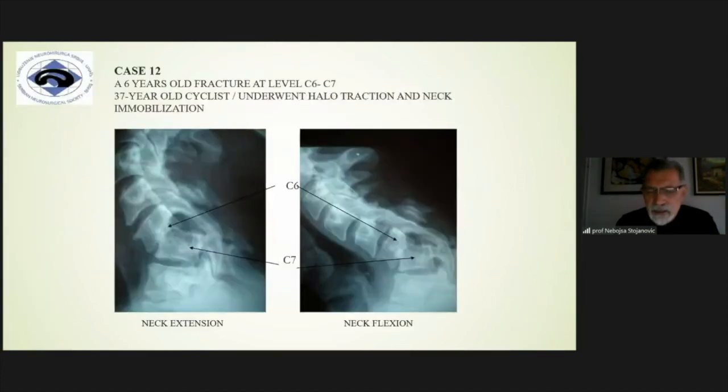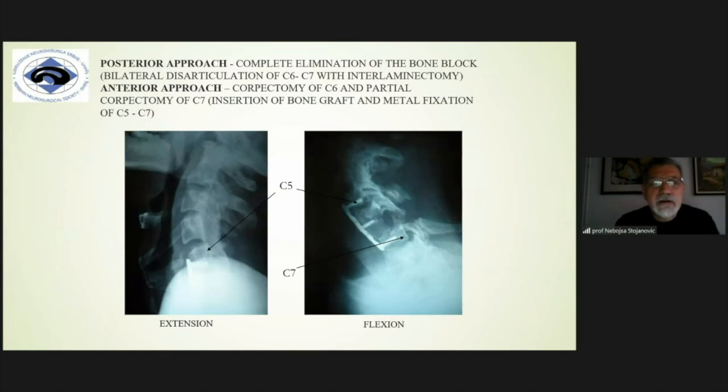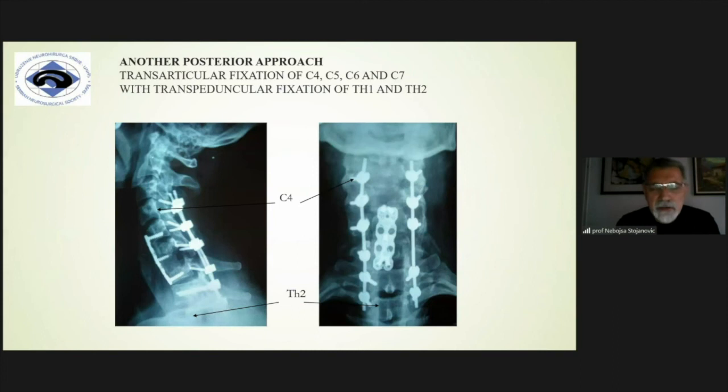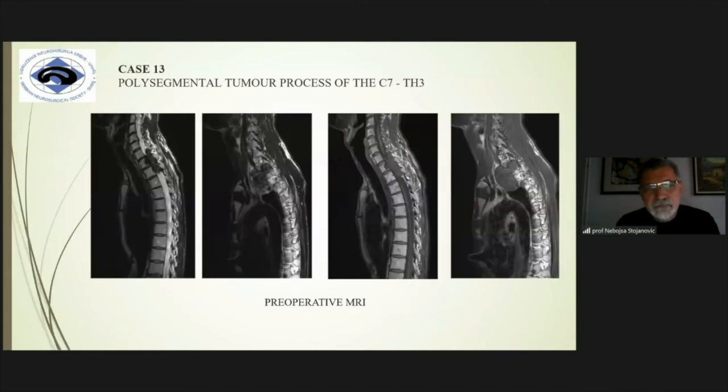This is an interesting case, a 6-year-old with fractures C4, C6, C7. We have neurological instability. In this case, we prefer first a posterior approach with complete elimination of the bone block, then an anterior approach with reconstruction and corpectomy, and posterior reconstruction of the cervicothoracic curve.